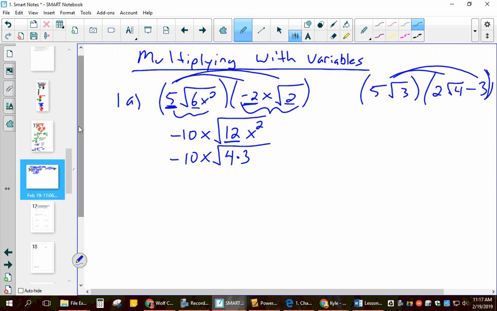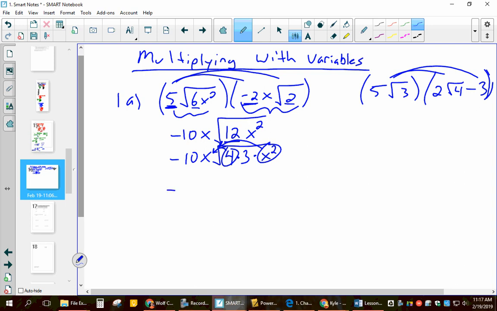So x squared is already good. I'm going to leave it as x squared. So now I'm just going to take out as much as I can here. So I'm going to take the 4 out, and I'm going to take the x squared out. When I take that 4 out, it's going to come out as a what? 2. As a 2. Yeah.